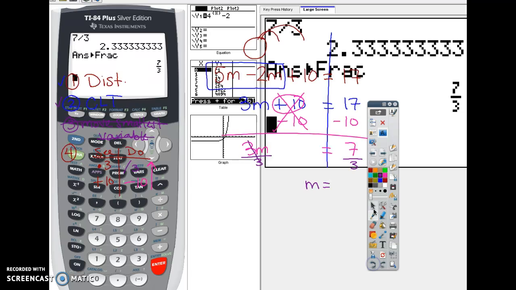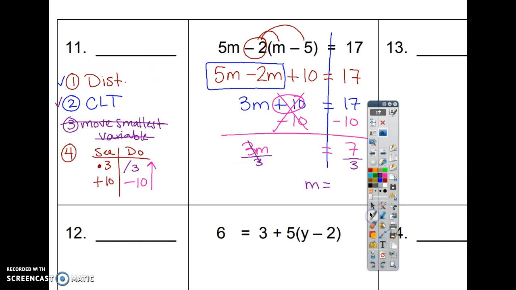So my answer is just 7/3. So go ahead and put it up here as your answer. M equals 7/3.